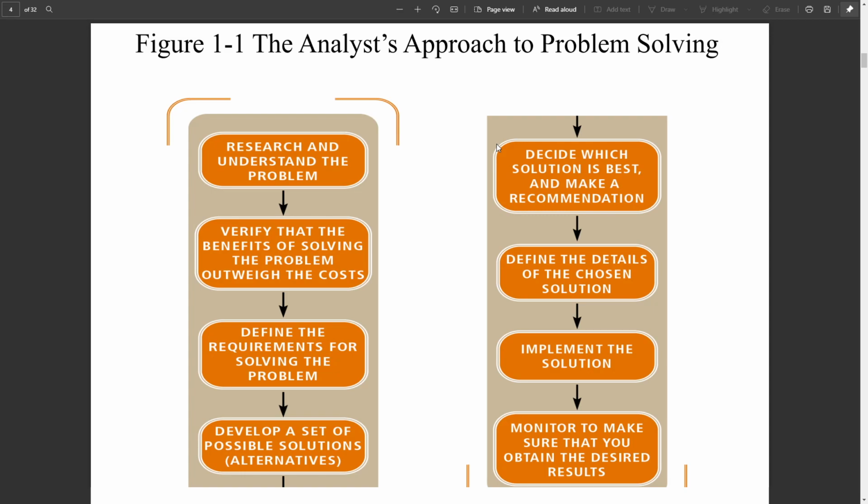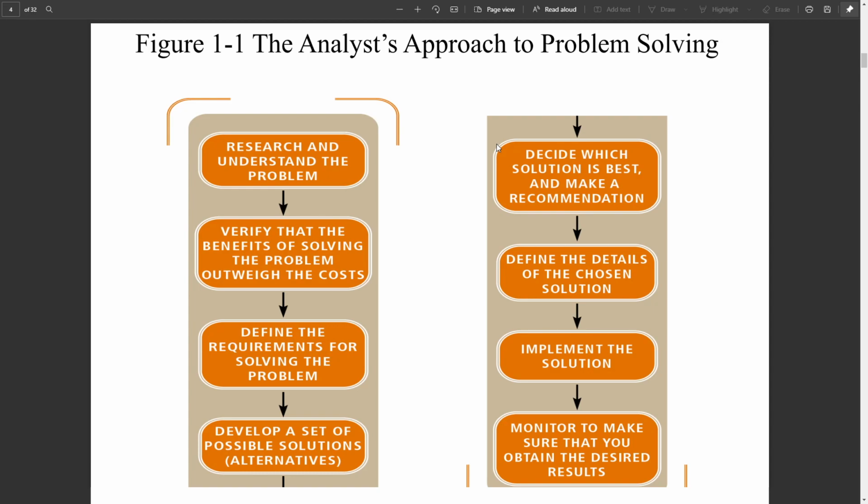So, how are they being affected with this in the long run? Especially financially. Is the return worth it? So that's what you have to consider in this phase. Right after this, we define the requirements for solving the problem.